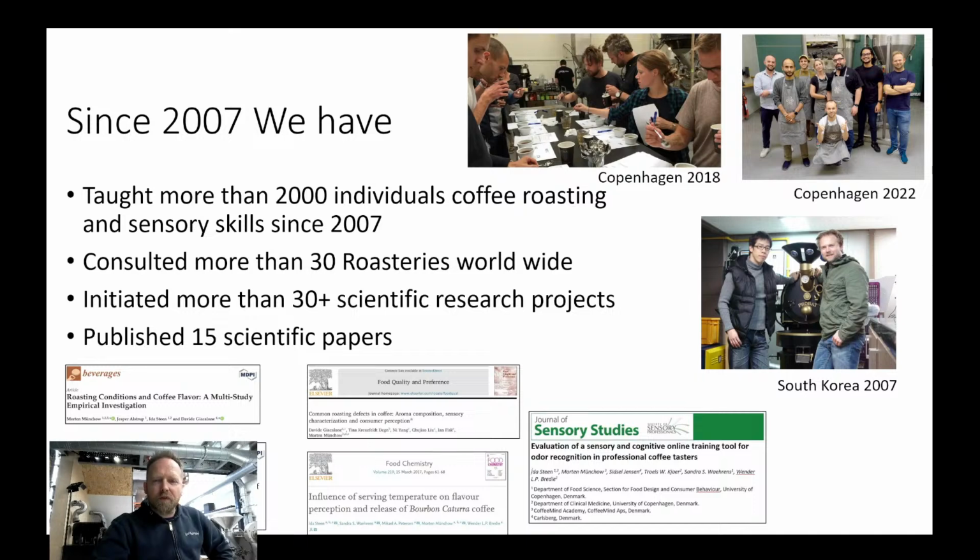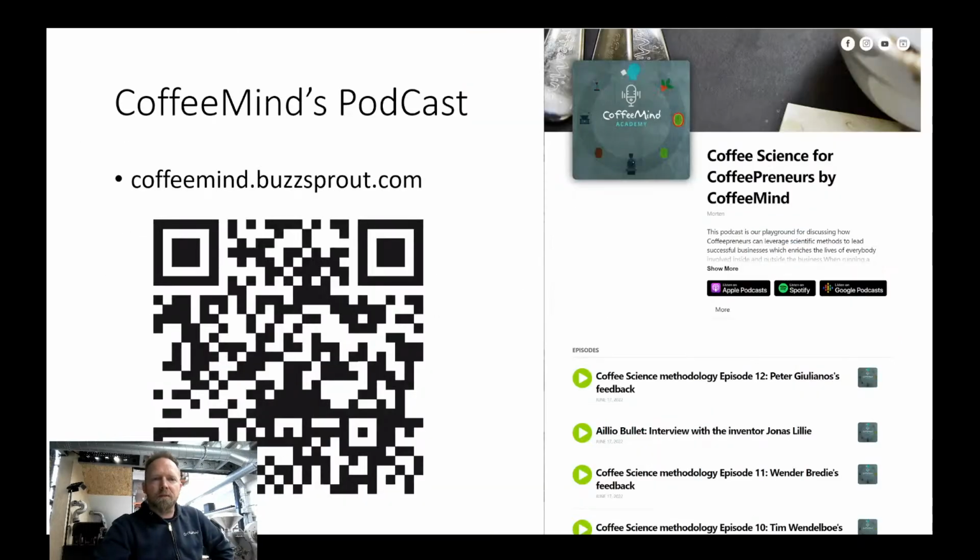We've done a lot of training over the years. I've been training more than 2,000 individuals in coffee roasting and sensory skills since 2007. This is in small groups, so I've been speaking with a lot of people, and I've consulted more than 30 roasteries worldwide. I've been running more than 30 scientific research projects, of which 15 are now scientifically published. And we've focused on sensory evaluation, particularly for coffee roasters.